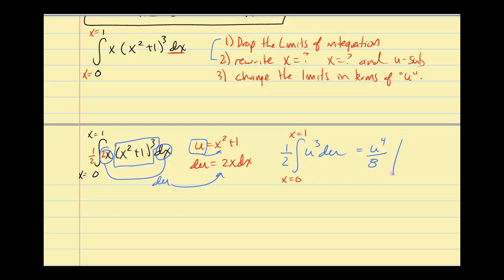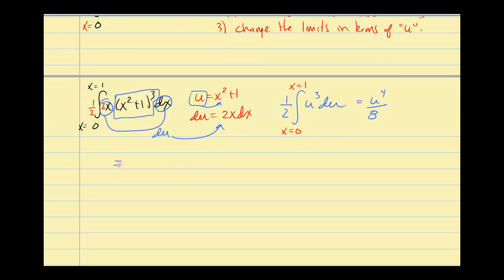Now listen, this is the wrong thing to do. Don't say evaluate from 0 to 1. This is wrong. Because if I evaluate from 0 to 1 here, 0 and 1 are in terms of x, and I need to be in terms of u. So what I need to do is to substitute back in to get everything back in terms of x.